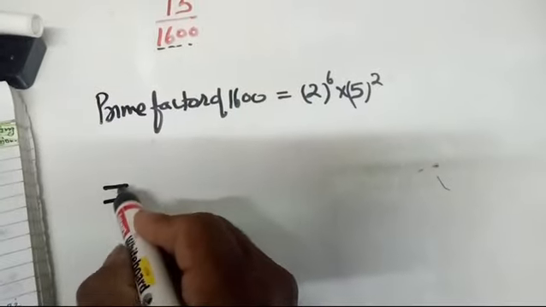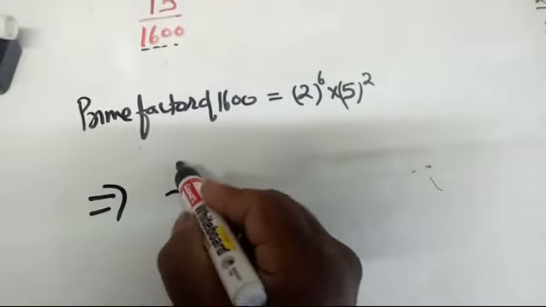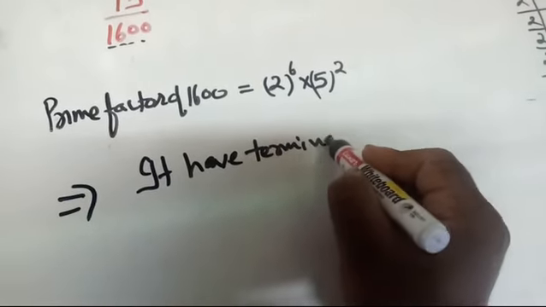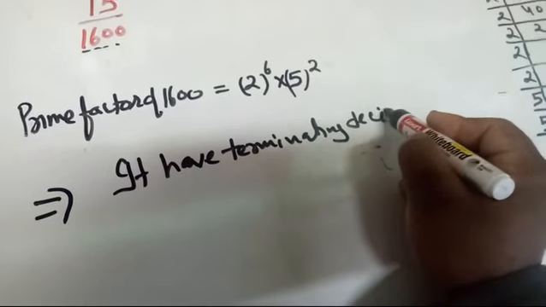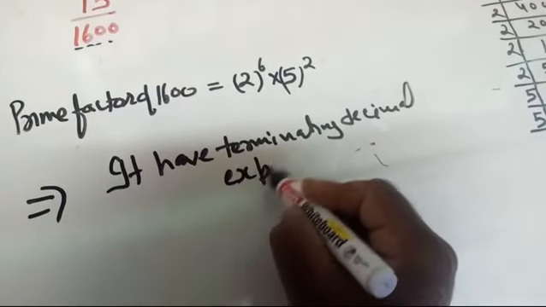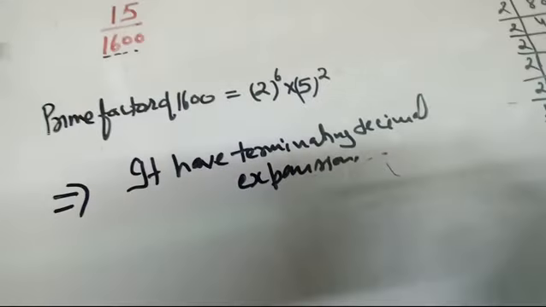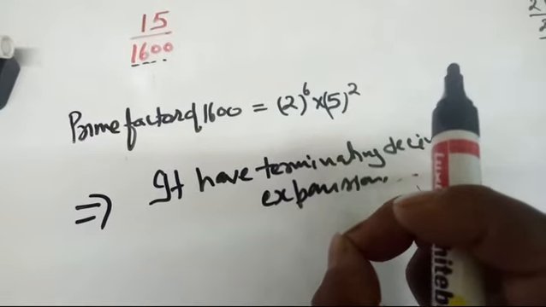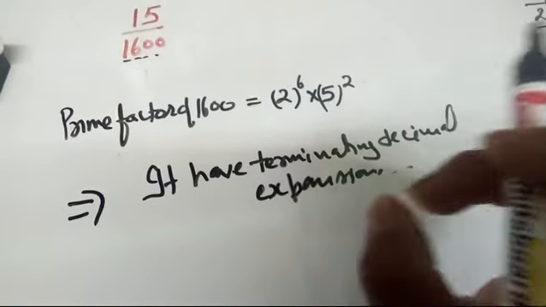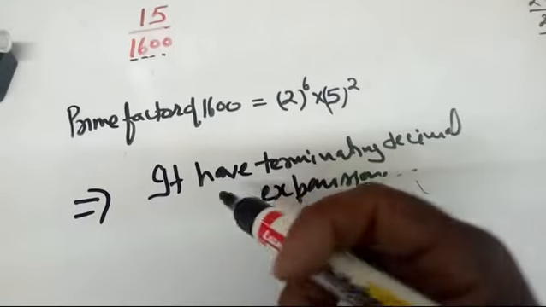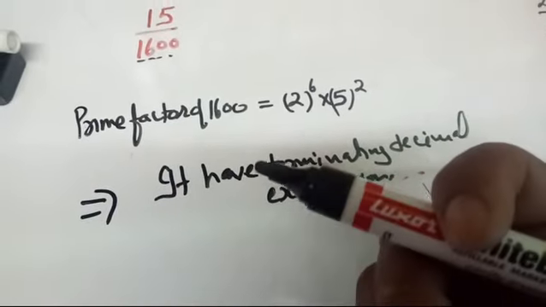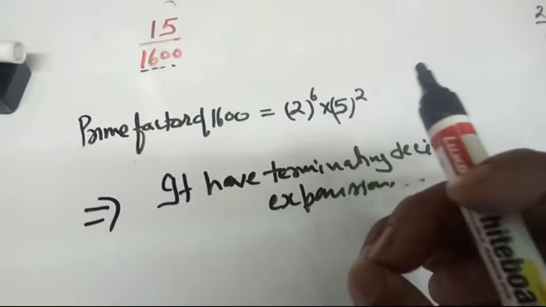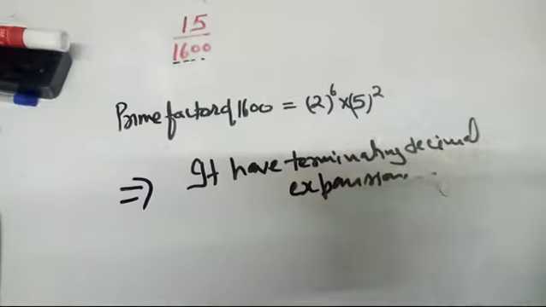This implies it has a terminating decimal expansion. Only those questions which have a terminating decimal expansion can have their decimal form found without long division. If they have a non-terminating repeating decimal expansion, we can't find the decimal form by this method. So now what do we have to do?